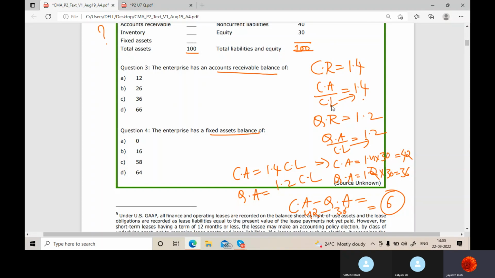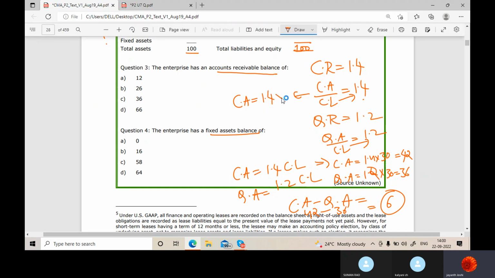If I take this, it is multiplying here. If I take that there, it will divide. Sorry, current liability is dividing. If I take it there, it will multiply. If I take this current liability there by cross multiplication, will it multiply with 1.4? Yes, sir.